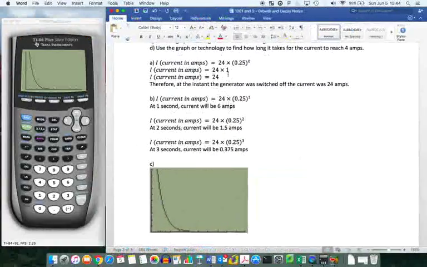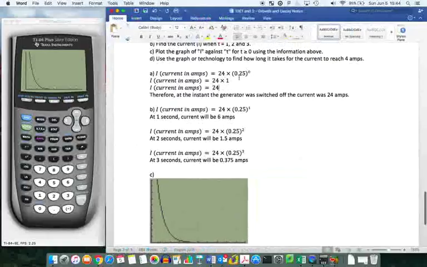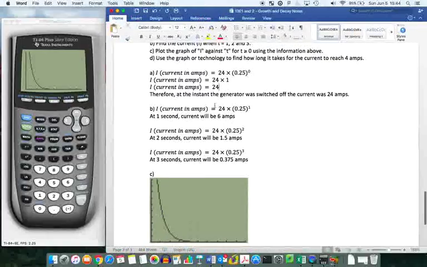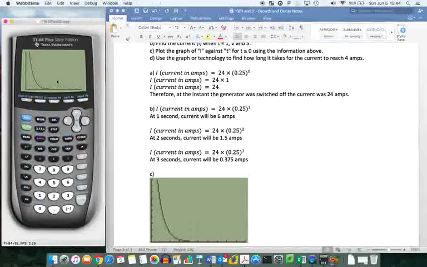these points from before. Okay, so you know that at time 0, it's going to be at 24, so it's going to cross the y-axis at 24. I might actually change this to show that. So I'll set the y-axis to start at 30. How about that? There, so 24 is going to be about there. So you have 1 point on your graph.